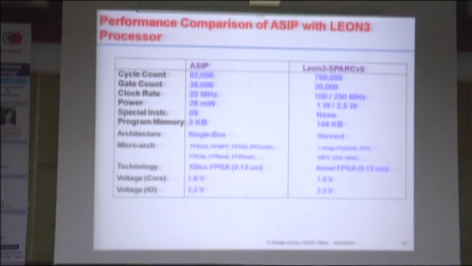So we can see here that the cycle count to compute this on the ASIP is only 82,000. And this Leon 3 is taking 7 lakh clock cycles to realize this application. And power, the power dissipation is only 28 milliwatts in case of ASIP. But here, it will dissipate 1 watt of power if you are executing this application on a Leon 3 processor.